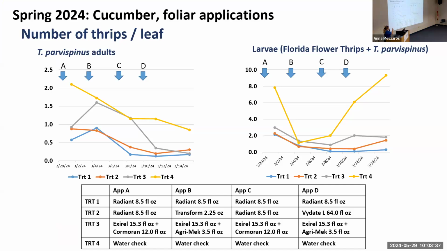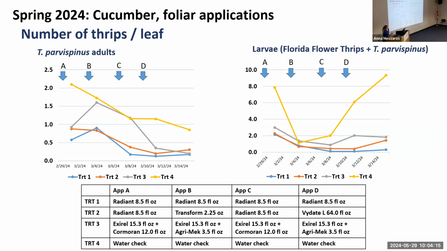And notice the difference on the Y axis. I didn't put any statistics on it, but statistics generally supported the visual pattern. So for Thrips parvispinus adults across the 4 sampling dates, there was a 40 to 70% decrease, really nice decrease, relative to the untreated check. Treatment 1 and treatment 2 performed the best. Treatment 3 decreased the Thrips parvispinus adult numbers, but not as well as we expected.